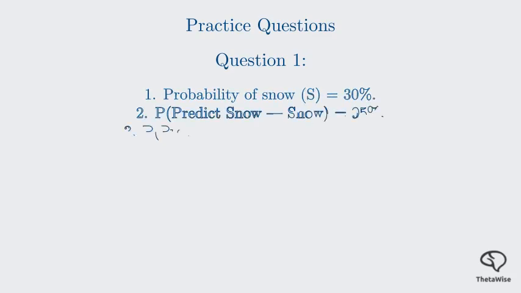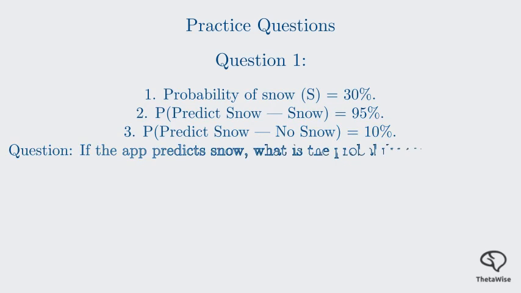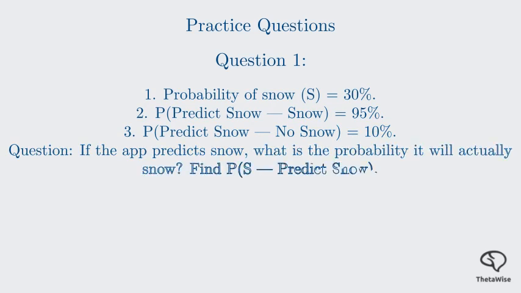A local weather app correctly predicts snow 95% of the time. However, it also has a false positive rate of 10%. It predicts snow when it doesn't snow. If the app predicts snow, what is the probability that it will actually snow?